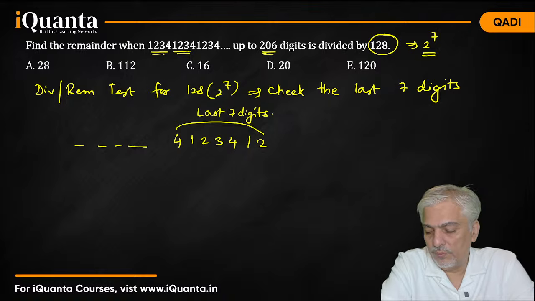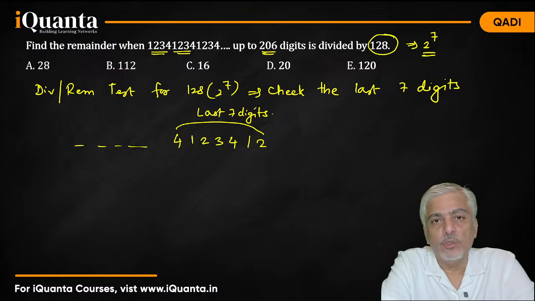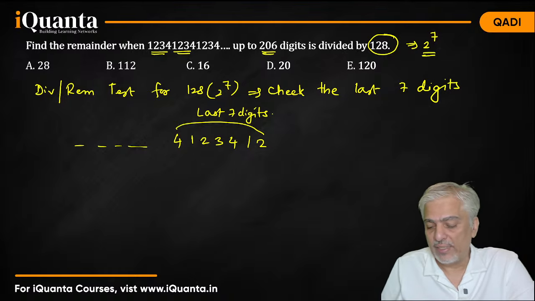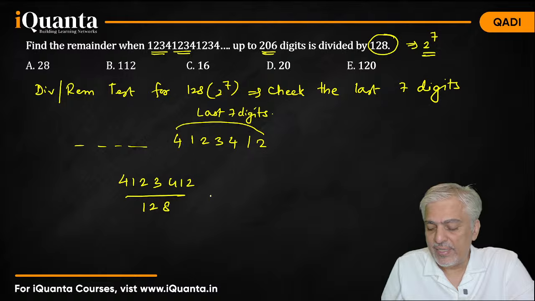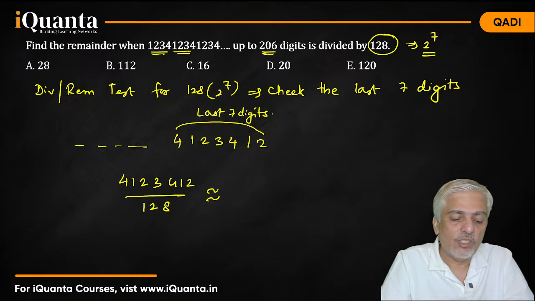Now, basically after this, what are you supposed to do? You're supposed to divide by 128 normally, and you should get the remainder. So if you have a calculator, great, use the calculator and just divide it. I'll show you what exactly will happen when you use the calculator also. 4123, 412. If you divide by 128, you will obviously get a decimal answer. I will also actually use the calculator and tell you what you are exactly getting.